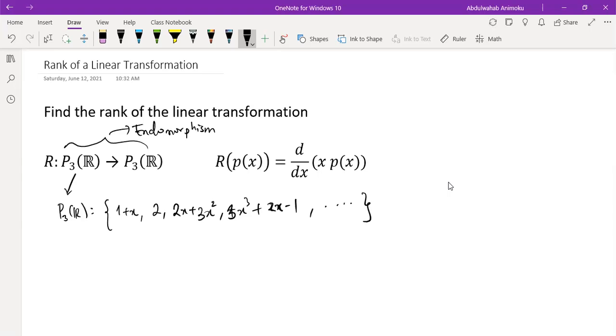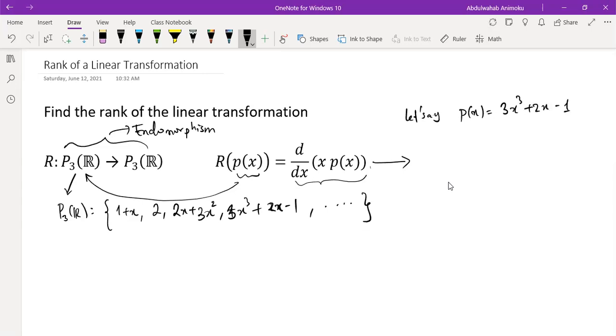So how do we do that? Now, this is how the transformation operates. It takes a vector, which is a polynomial, and then it finds the derivative of x times that polynomial. So let's just take an example. Remember, this P of x is coming from this vector space, right? So let's say we take P of x. Let's look at one of the examples that we have here before, this polynomial of degree 3. Okay, let's say we take this.